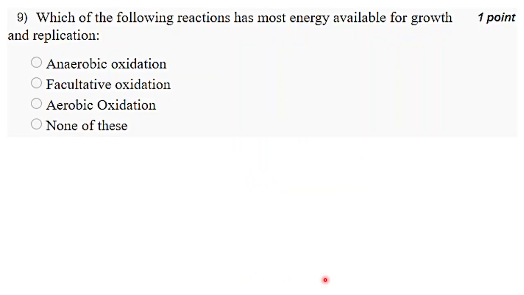Which of the following reactions has most energy available for growth and replication?